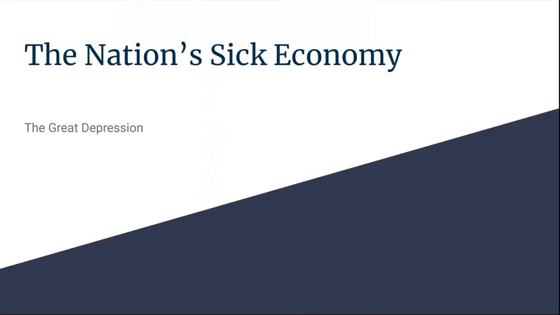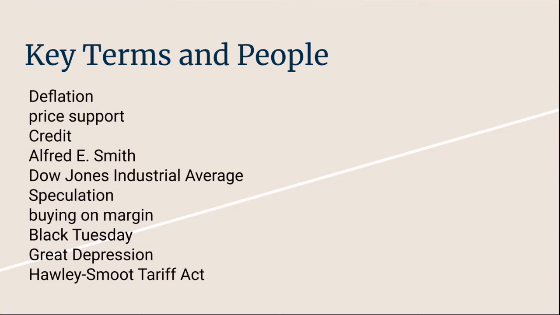This is the first of three lessons on the Great Depression, the nation's sick economy. In this lesson, you'll learn about the economic problems that led to the Great Depression. The key terms and people: deflation, price support, credit, Alfred Smith, the Dow Jones Industrial Average, speculation, buying on margin, Black Tuesday, Great Depression, and Hawley-Smoot Tariff Act.